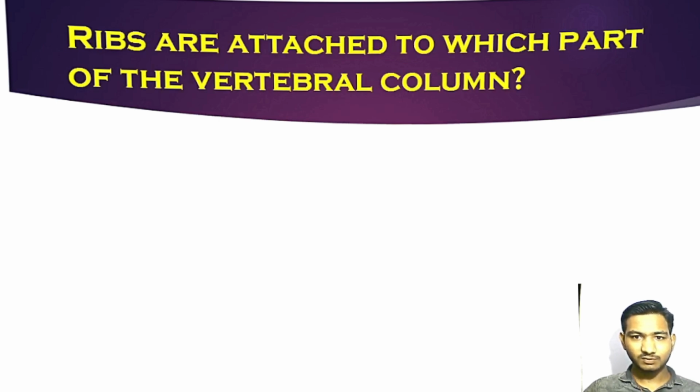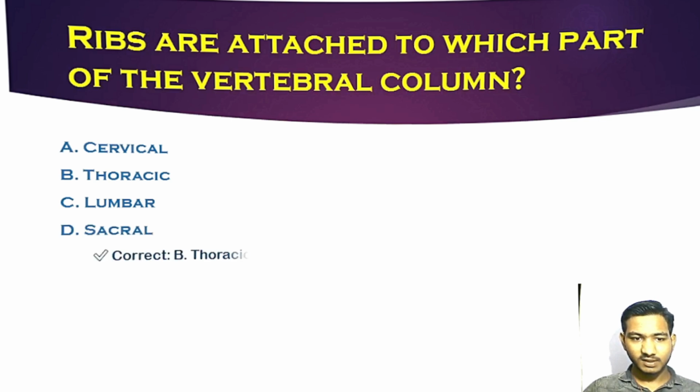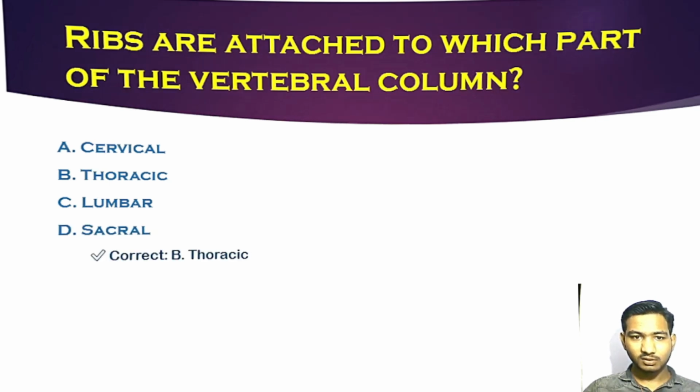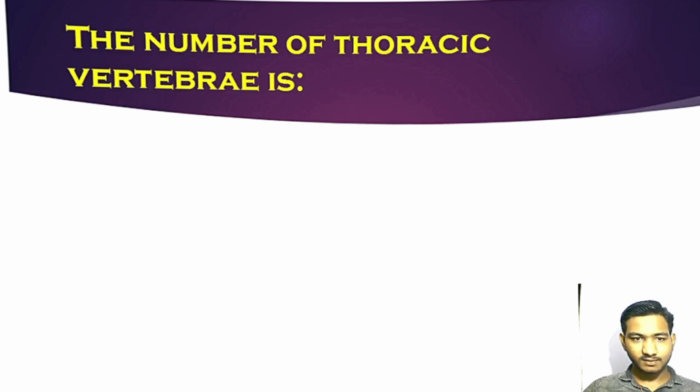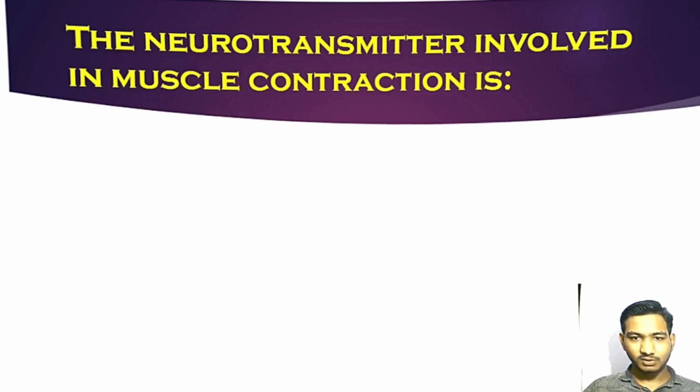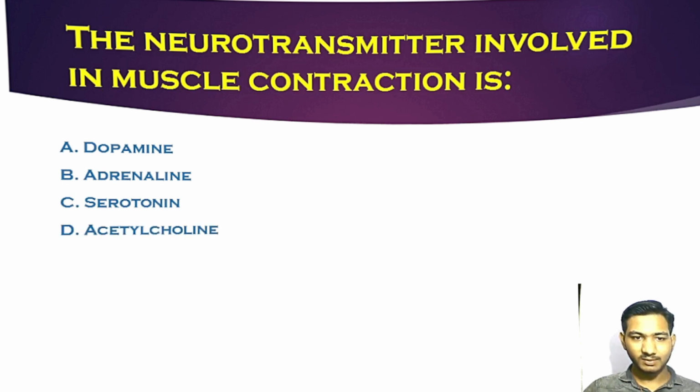Ribs are attached to which part of the vertebral column? Ribs are attached to the thoracic vertebrae. The number of thoracic vertebrae is 12. The neurotransmitter involved in muscle contraction is acetylcholine.